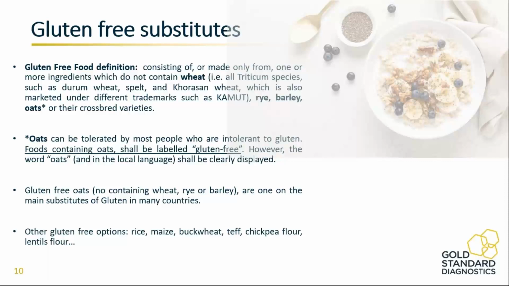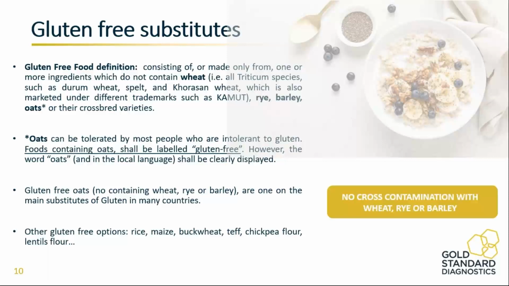But apart from oats, we can find some other gluten-free options, mainly rice and maize. You can find mainly cookies or cereals based on rice and maize, but also buckwheat, teff, chickpea flour, lentil flour. So currently, it's true that if you go to the supermarket, you can find many options for gluten-free products. But in all cases, which is very important, no cross-contamination should occur with wheat, rye, or barley in any case of this product.